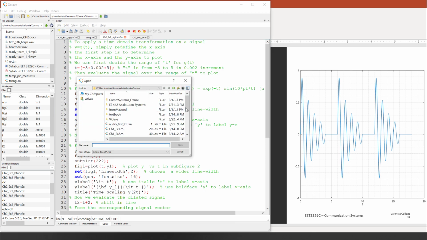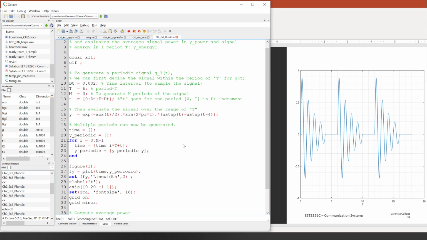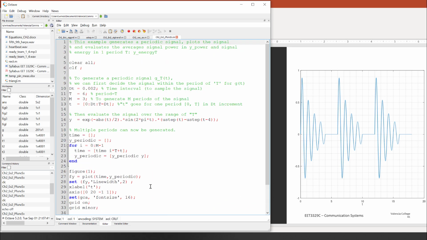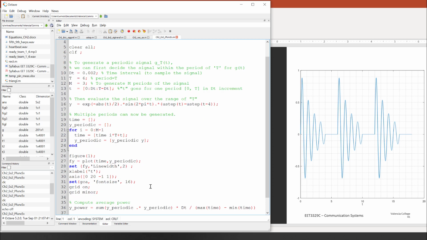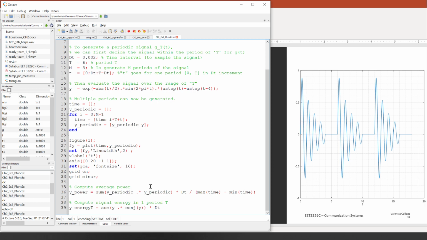Let me see. We open this one, and this is the example periodic function. Let's go ahead and open that one. So actually, we're going to do the periodic function, then calculate the power and energy, right? So we'll calculate the energy and the power within one period. Okay, this is a power signal once you make it periodic.